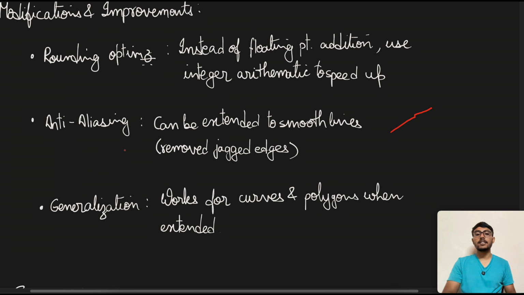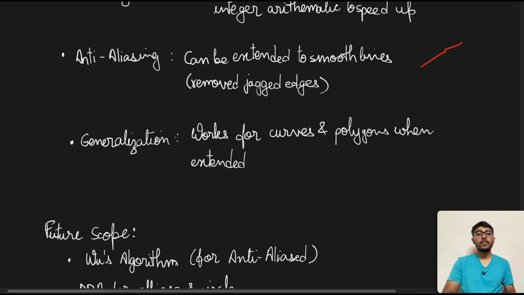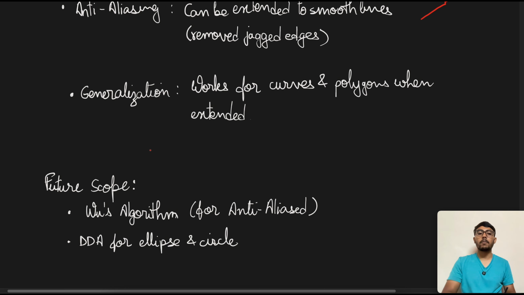Then generalization: it works for curves and polygons when extended. This is like an extension of anti-aliasing, but can be applied across multiple polygons and shapes. Now for future scope, I'll say that there is one method called Wu's algorithm for anti-aliasing, as I just said, and there are processes for applying DDA for ellipses and circles as well.